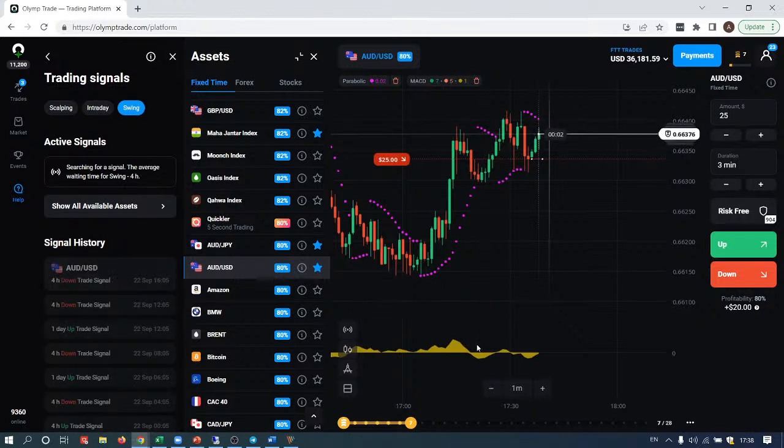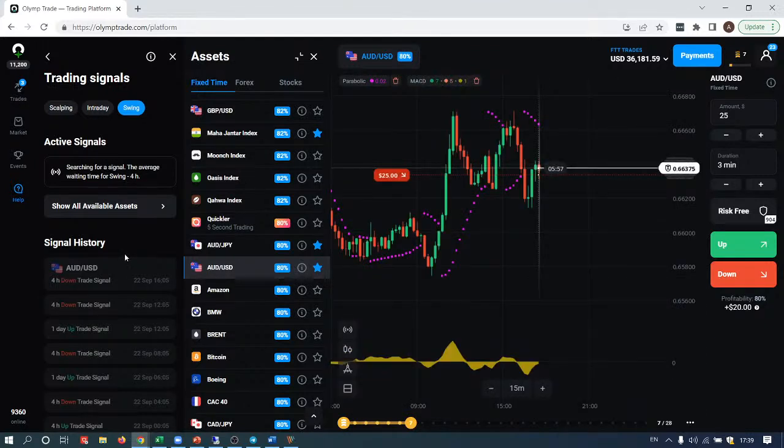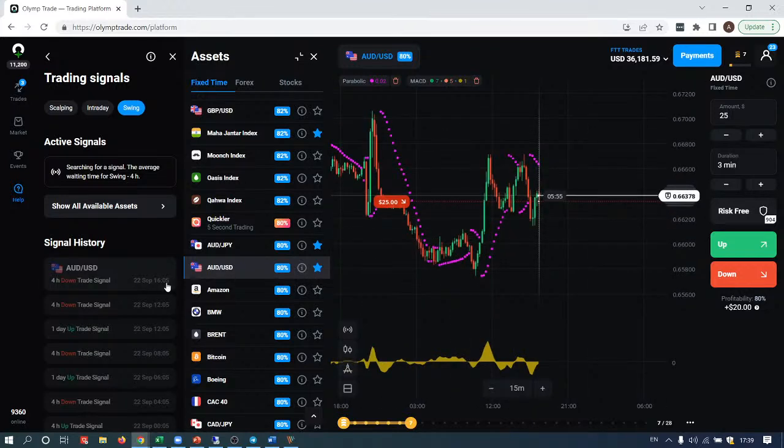So what's the most common question? How efficient are these signals? So let's say this signal appeared at 12:05. That was here, and that was a down signal. And yeah, this signal was profitable, I think. Oh, hold on, it was here, and it closed here. So yeah, definitely it was a profitable signal.